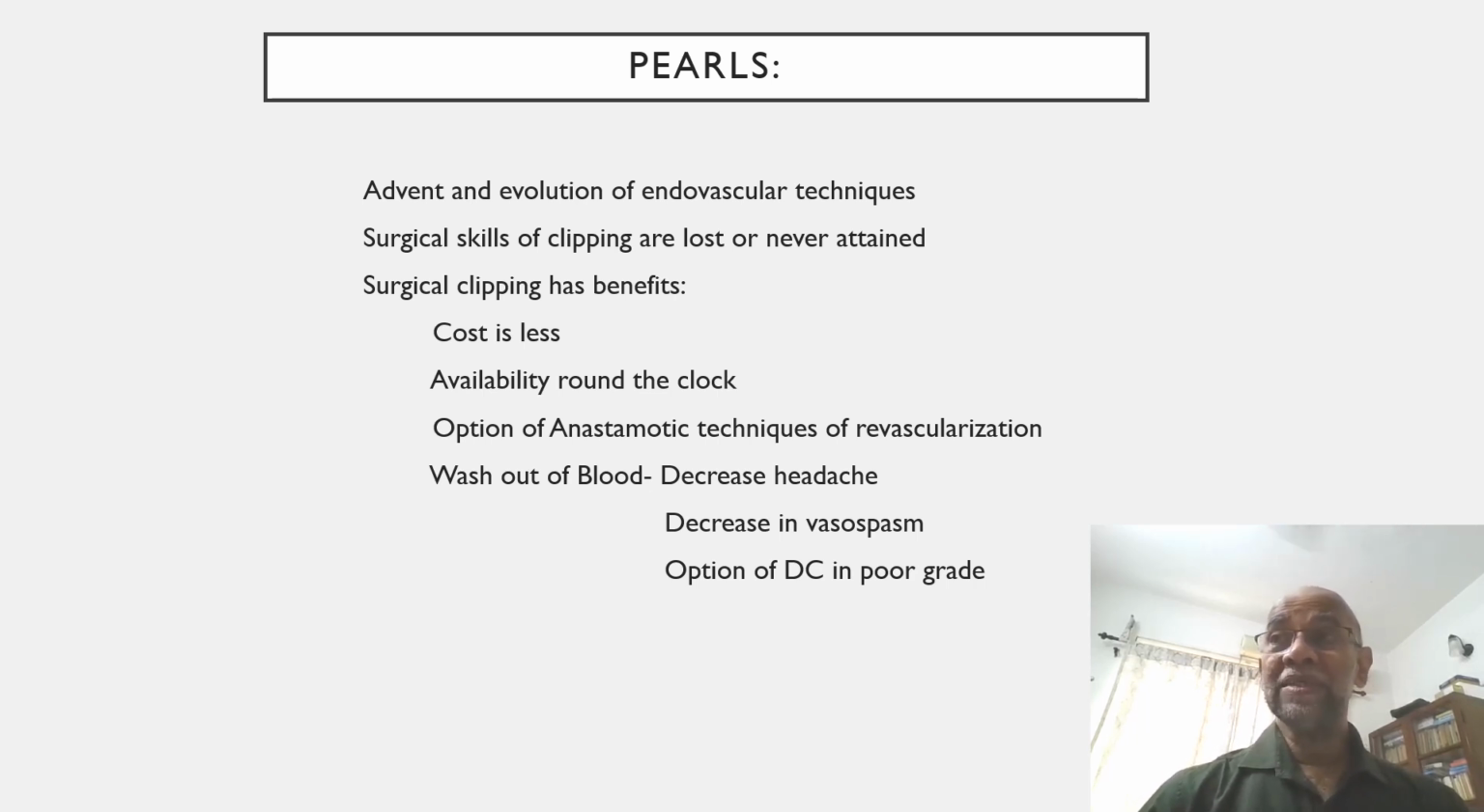There is an option of advanced techniques. Certain aneurysms cannot be obliterated without obliterating some vessels, in which case you can do a bypass. So anastomosis and bypass is a possibility during surgery. One advantage which we don't talk about much is that when you do surgery, you wash out the blood in the cisterns. This, in my personal experience, I feel has a definite impact on decreasing headache. It also most probably decreases the incidence of vasospasm. And in high-grade aneurysms, where there is brain swelling, the option of decompressive craniectomy along with aneurysm clipping could be life-saving.